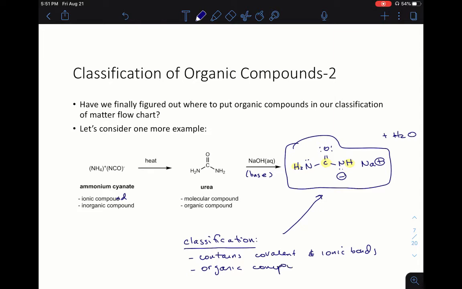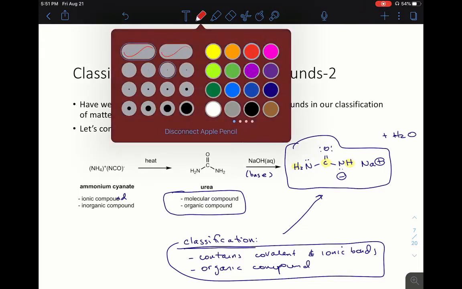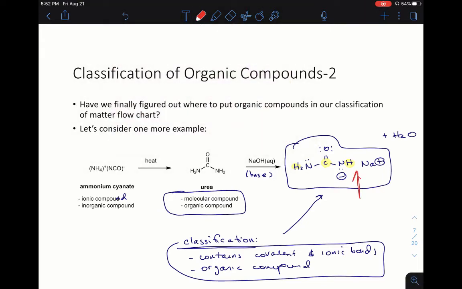Oh, did this mess up anybody's classification of matter? Did anybody want to say that all organic compounds were molecular? Can we do that now? Well, no. Now this organic compound contains an ionic bond. Let's point to it. There it is. Opposites attract.